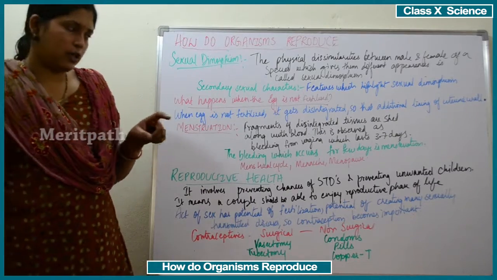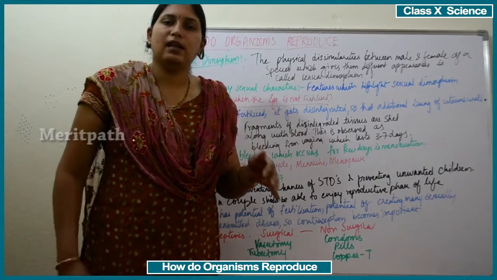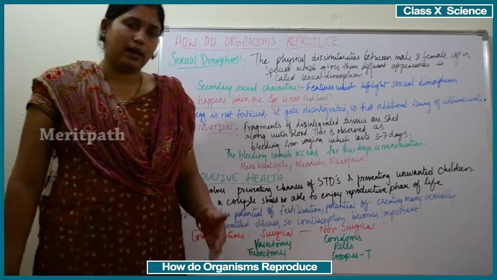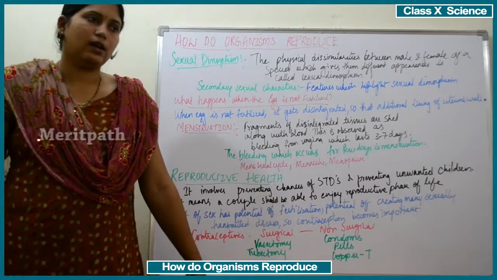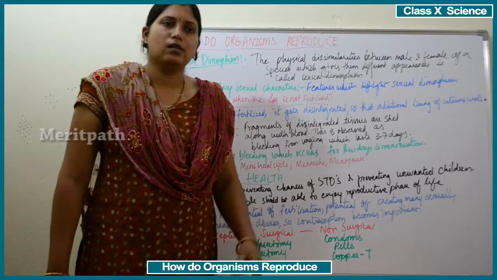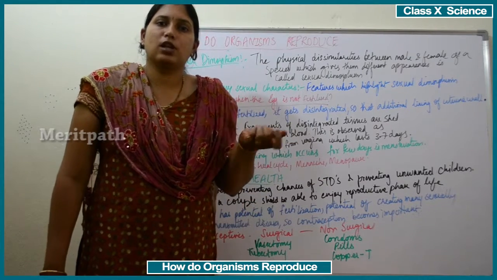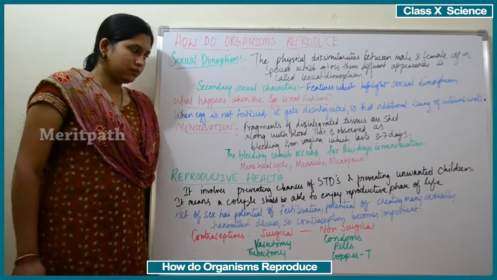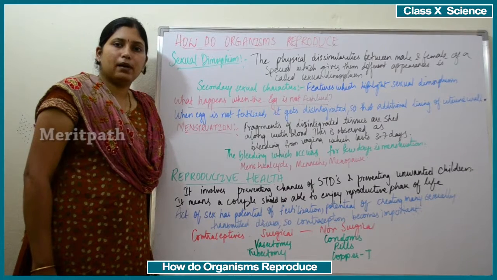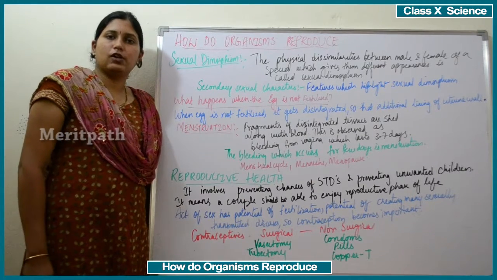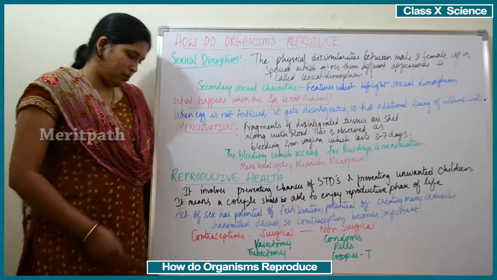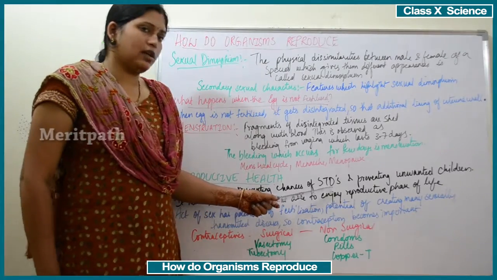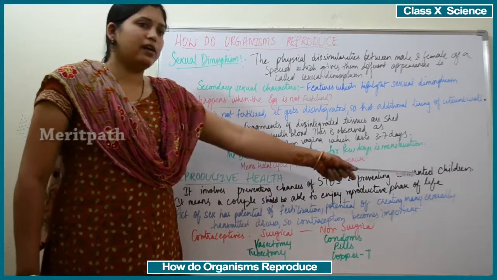Because in the act of sexual intercourse, when bodies come near, there are much chances of contracting sexually transmitted diseases. So that is the reason you should not have multiple sexual partners. If you have multiple sexual partners, there are more chances of getting sexually transmitted diseases. So contraceptives, as I told you, are used to prevent unwanted pregnancies and to prevent the transmission of sexually transmitted diseases.